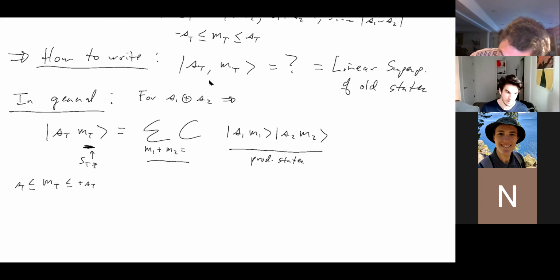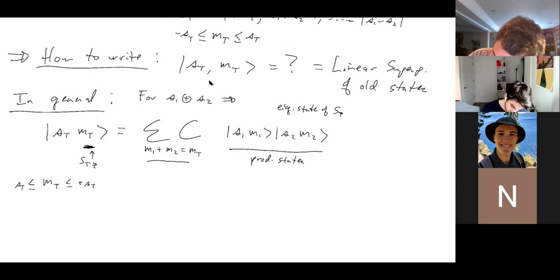Because the product state is an eigenstate of S total Z, that means that M1 plus M2 equals M total. So this is a restricted sum. In the superposition, we don't have all basis states, only a restricted amount.